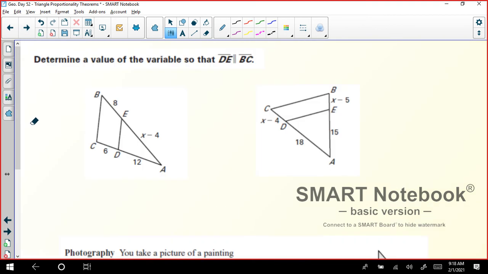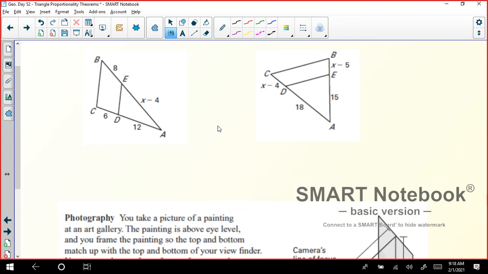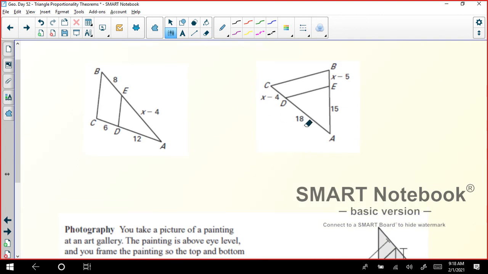Let's move on to the next slide. Determine the values of the variable so that DE is parallel to BC. I'll do the first one, then give you a chance to work on the second one. To make these two lines DE parallel to BC, I should have AE over EB equal to AD over DC. Okay, let's substitute. AE was x minus 4 and EB was 8. AD is 12 and DC is 6.